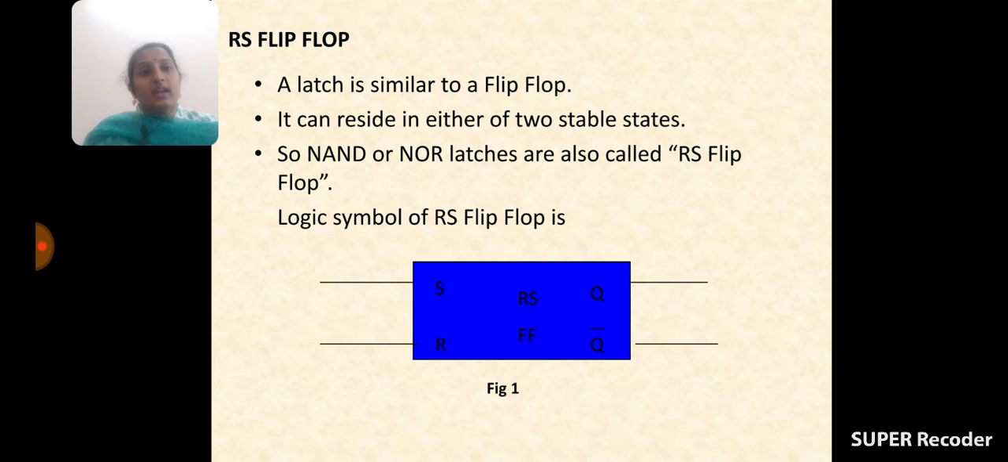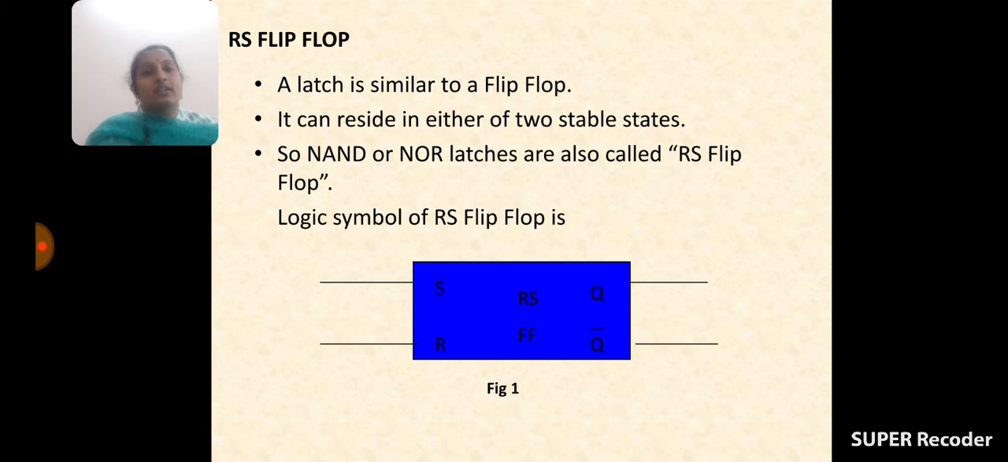Only on the application of the clock pulse do the inputs produce the output. If the clock pulse is not applied, even though the inputs are there, the output is not produced. If the clock pulse is applied, the output is produced according to the inputs and previous stage output. So this is the need of clock pulse. And the clock pulse is a square wave pulse.